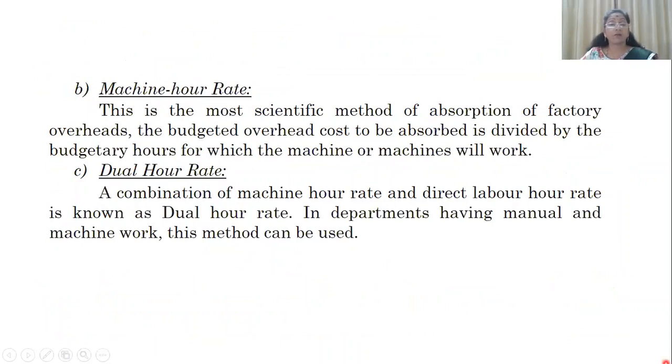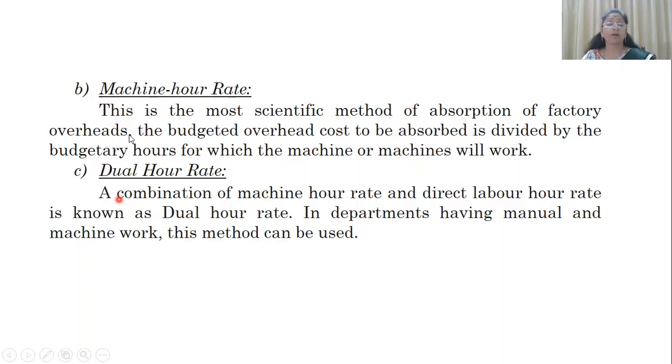Machine hour rate, in rupees per machine hour. This is the most scientific method of absorption of factory overheads. The budgeted overhead cost to be absorbed is divided by the budgeted hours for which the machine or machines will work. That is, the factory overhead divided by the number of machine hours. We will get the machine hour rate.